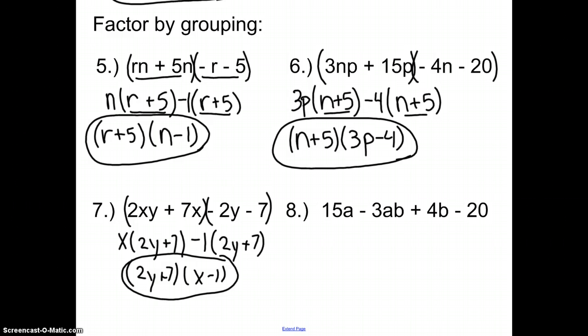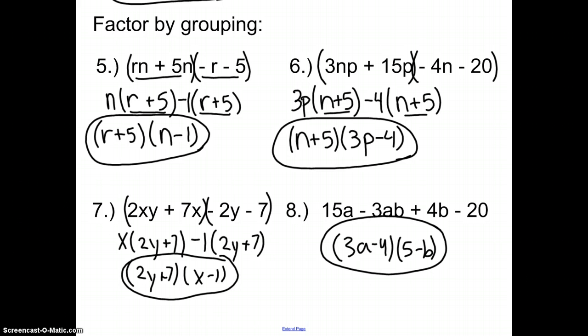Number 8, I want you guys to try on your own, so pause the video and work it through. And you should get 3a minus 4 times 5 minus b as your solution. And again, make sure to show some of your work.